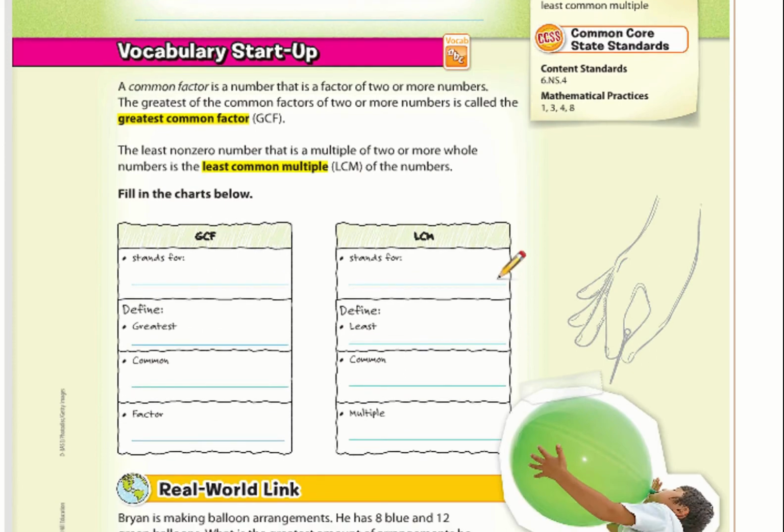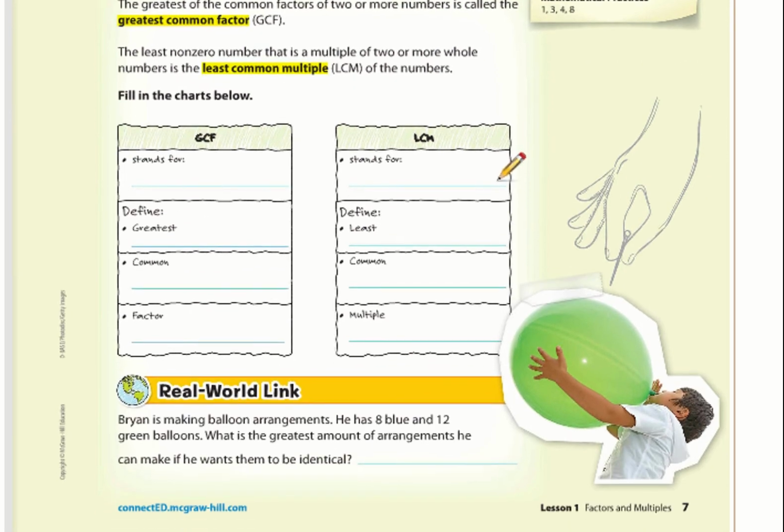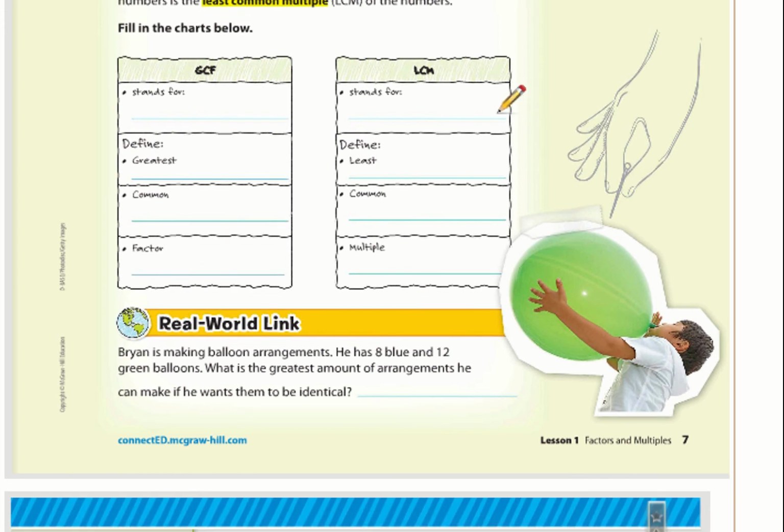So vocabulary startup, a common factor is a number that is a factor of two or more numbers. The greatest of the common factors of two or more numbers is called the greatest common factor. The least non-zero number that is a multiple of two whole numbers is the least common multiple, LCM, of the numbers. The word definitions may be confusing, but we're going to go deeper into this as we go along. So we know GCF stands for greatest common factor.